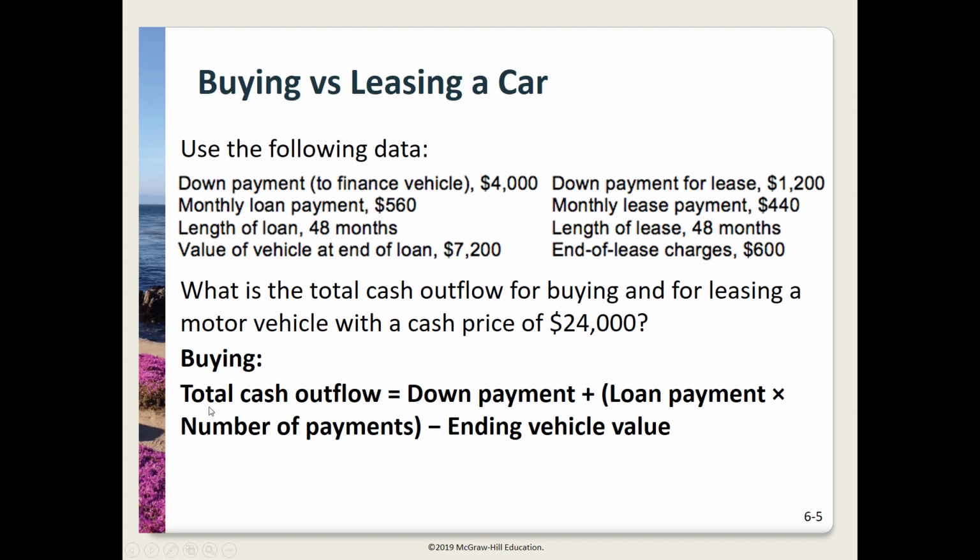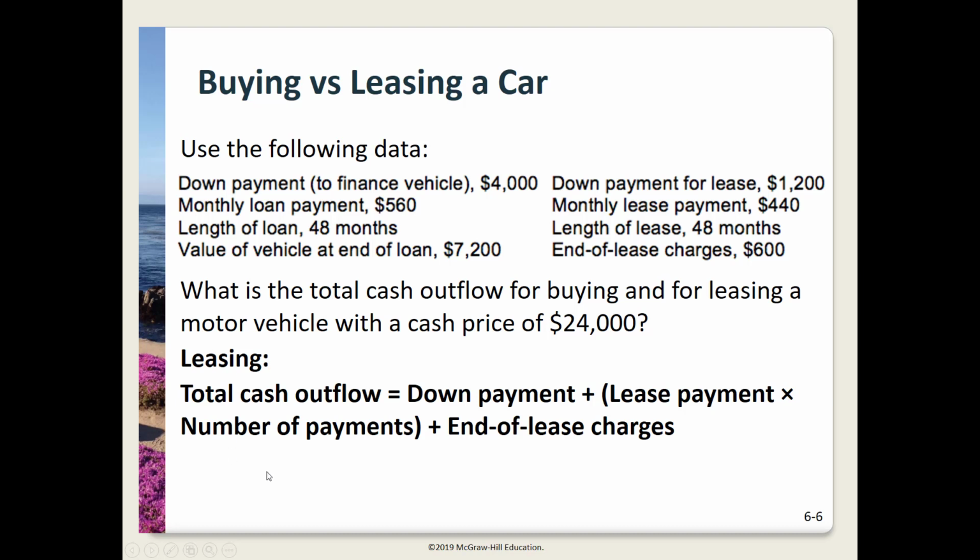First, we're going to look at buying. Here's our formula, our total cash outflow. It'll be our down payment plus, in parentheses, our loan payment times the number of payments we have to make, and then we'll subtract the ending vehicle value. So I'll take my down payment of $4,000 plus my loan payment of $560 times 48 months, and then the value of the vehicle at the end of the loan of $7,200 is subtracted. Using my calculator, we get a total cash outflow of $23,680 if we buy.